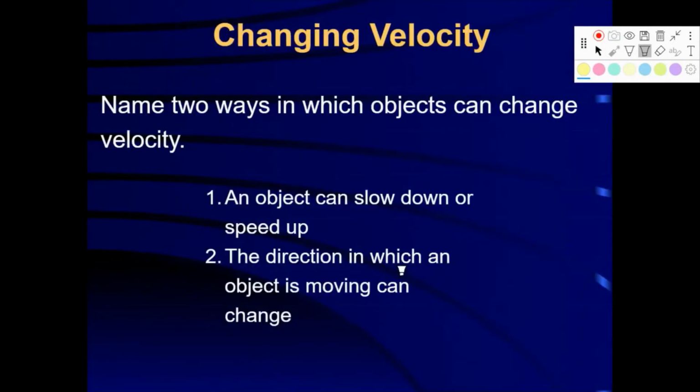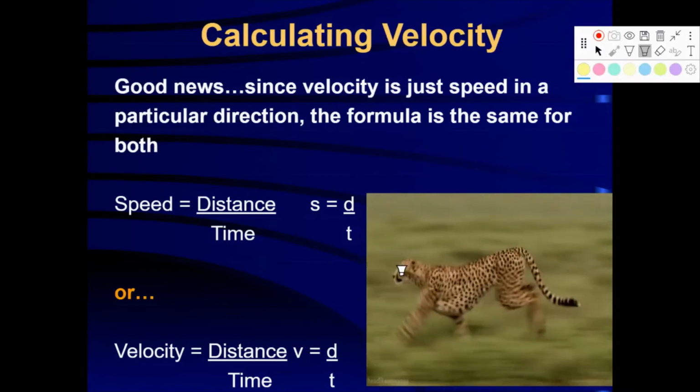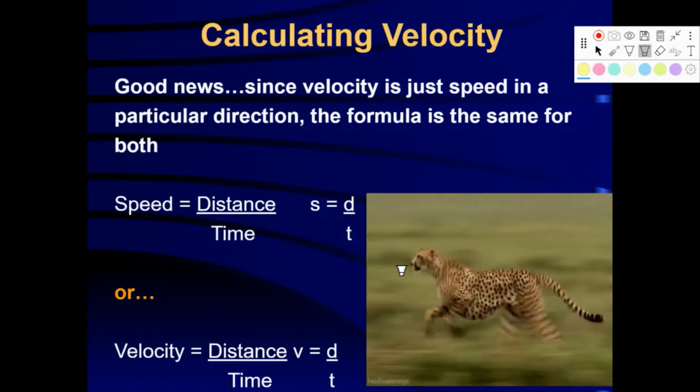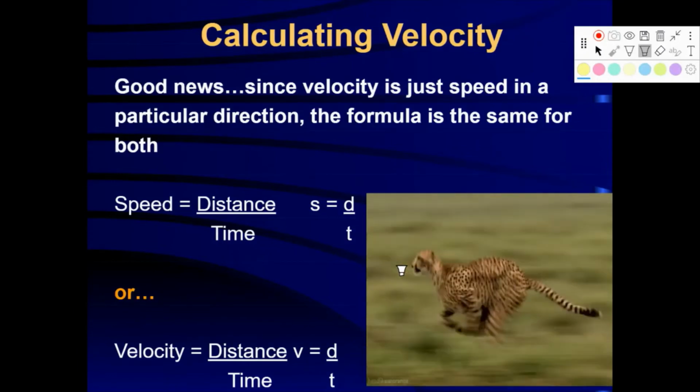Right, so changing velocity. Name two ways in which objects can change velocity. So it can change velocity by slowing down or speeding up, or it can also change velocity by the direction in which an object is moving, and then it changes. Right, those are ways that it can change velocity. And so when you calculate velocity, the good news is that it's pretty much just like speed, only you're going to add a direction to it, right?